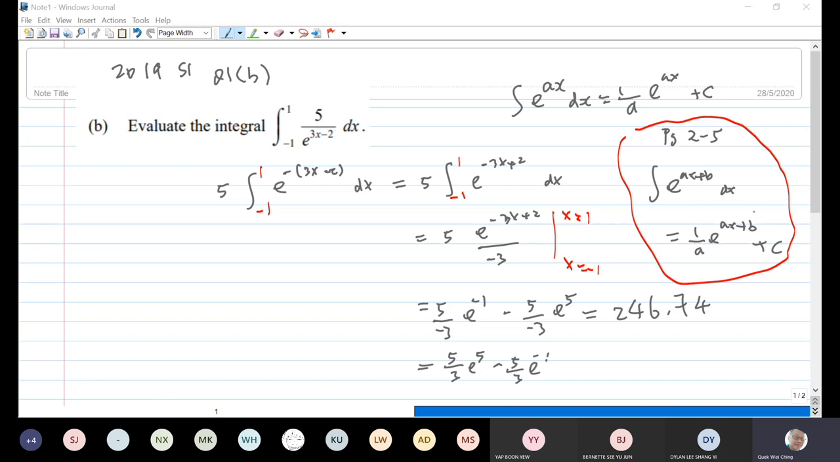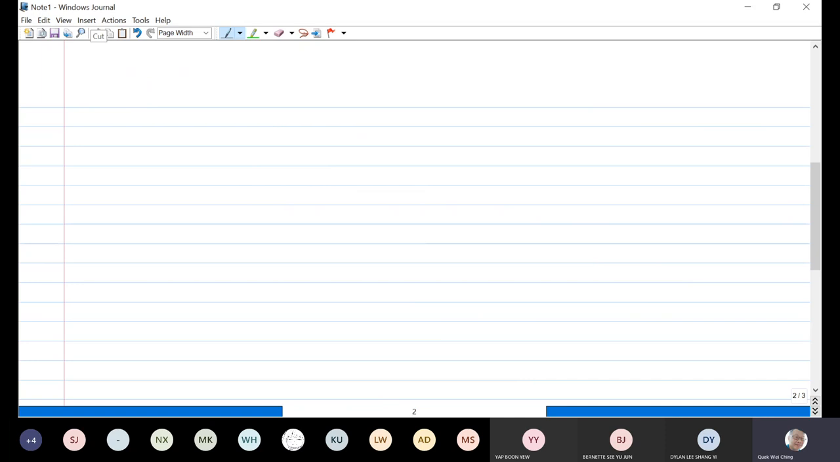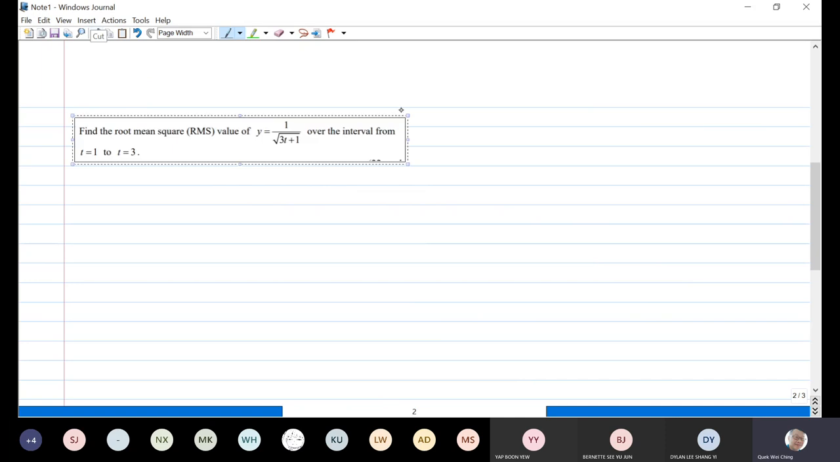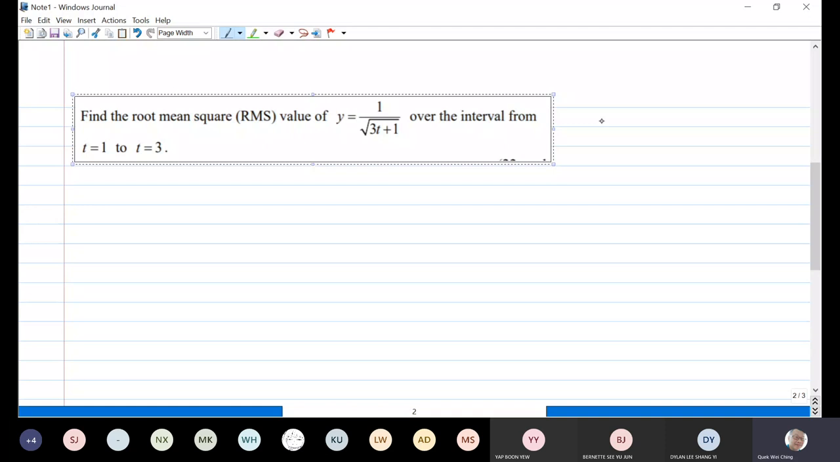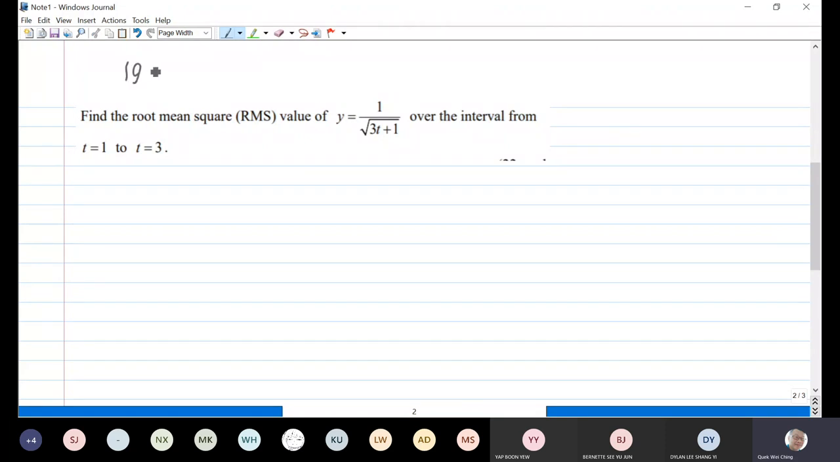Okay, so now let's try another question on root mean square. Okay, root mean square. So this is root mean square now. 1C. Okay, root mean square. In 2019 S1, question 1C.